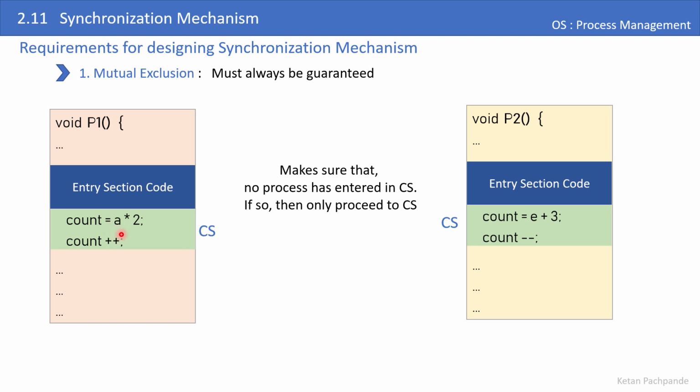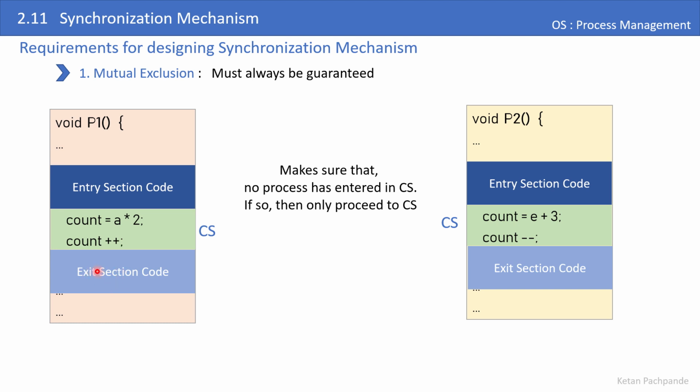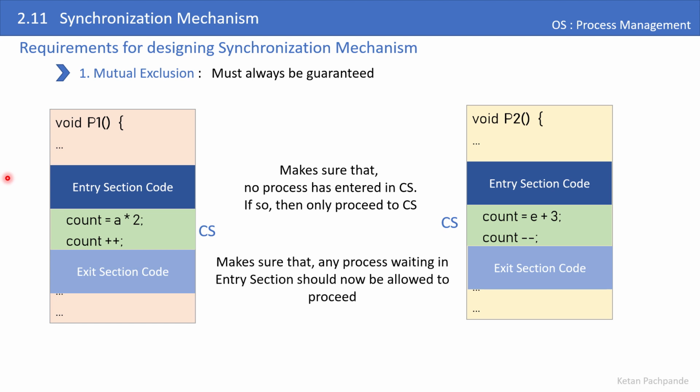Similarly, as I said earlier also, we have to put some code below the critical section, and this section will make sure that if any other process is waiting, then it unblocks that process or sends some kind of signal to that process that my job is done, now you go ahead.